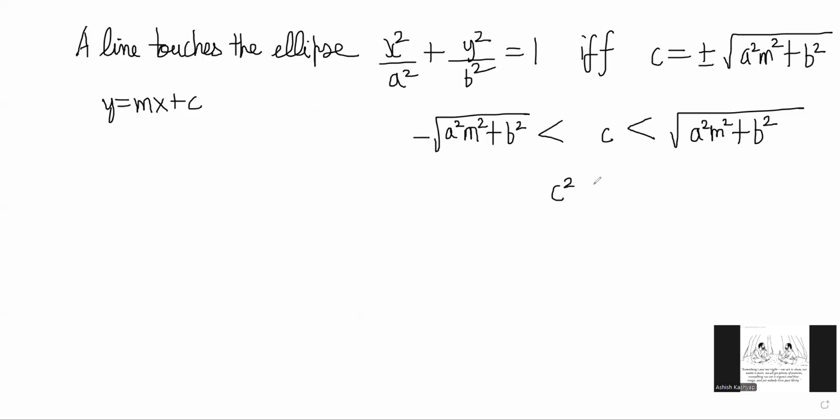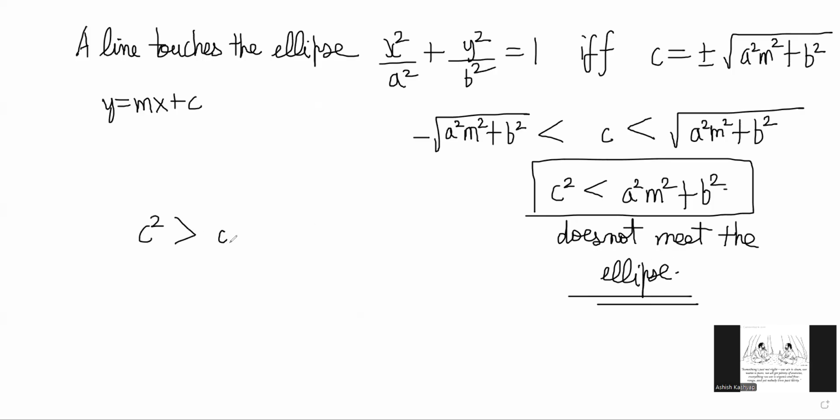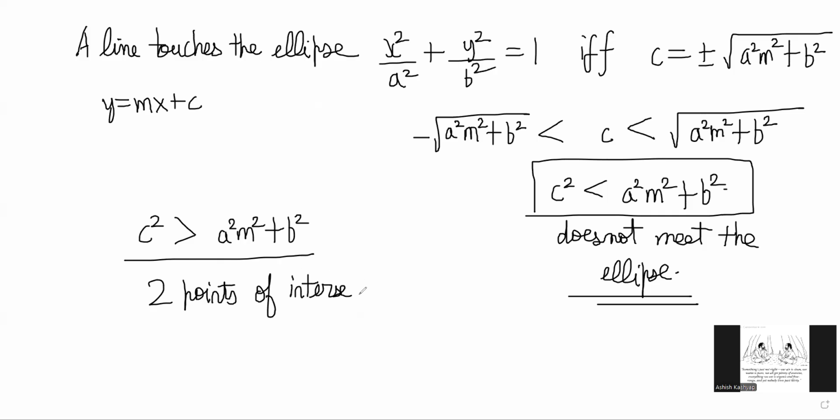So basically, if c square is less than a square m square plus b square, in that case the line does not meet the ellipse, so no intersection, because the discriminant will come out to be less than 0. And if c square is greater than a square m square plus b square, then there will be 2 points of intersection, because in that case the line will cut the ellipse twice at two different locations, right? So that is something that you should be aware of.